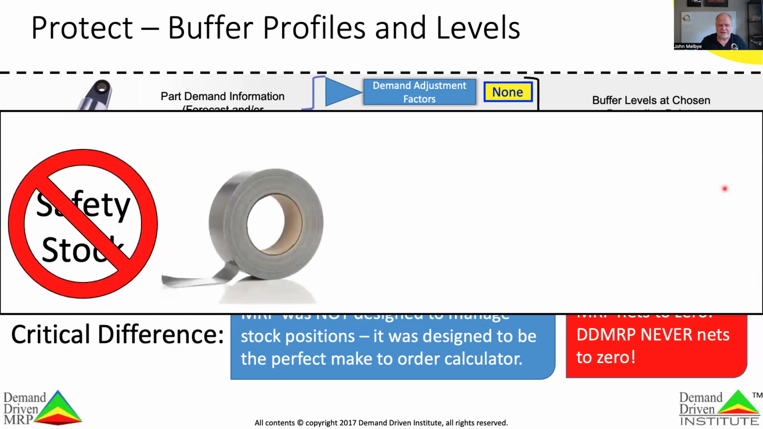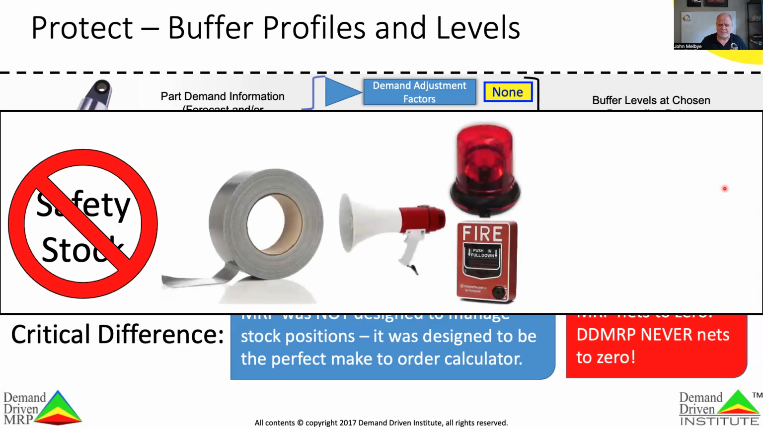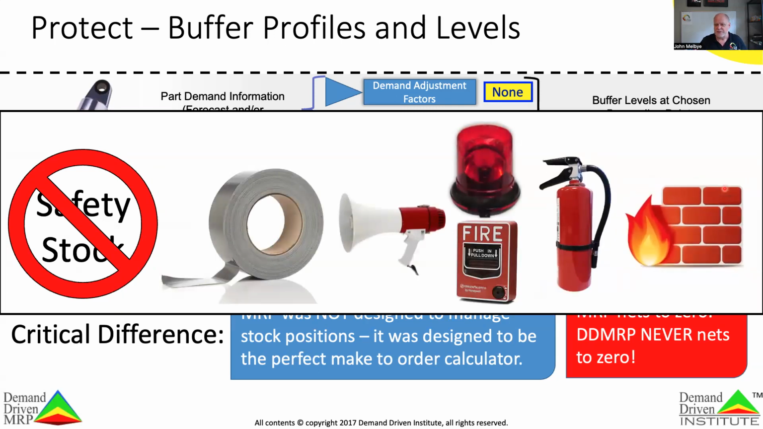The buffer is not safety stock. It's not duct tape. It's not a fire alarm. Like traditional MRP, when you hit safety stock, there's a fire alarm that happens. DDMRP is more like a firewall, again separating the rate of use from the rate of supply.